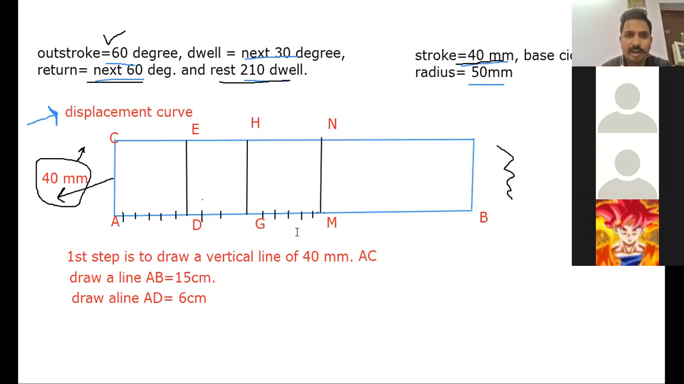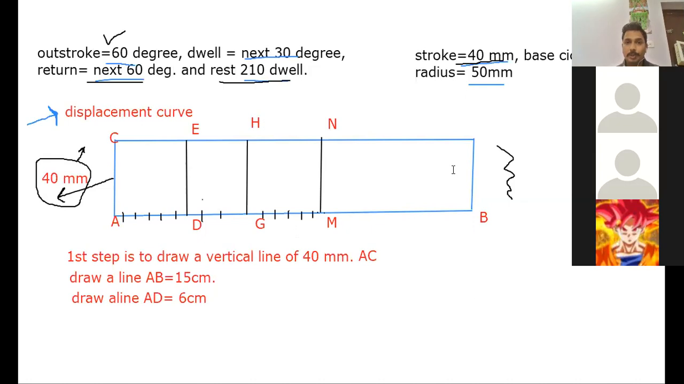Each division now we have drawn, and the rest 210 degrees is the dwell part, so no need to measure this. It is only the dwell part. Now we have plotted the outstroke, dwell, and return stroke on the displacement curve. But have we got the displacement of the follower yet? No, we have not.